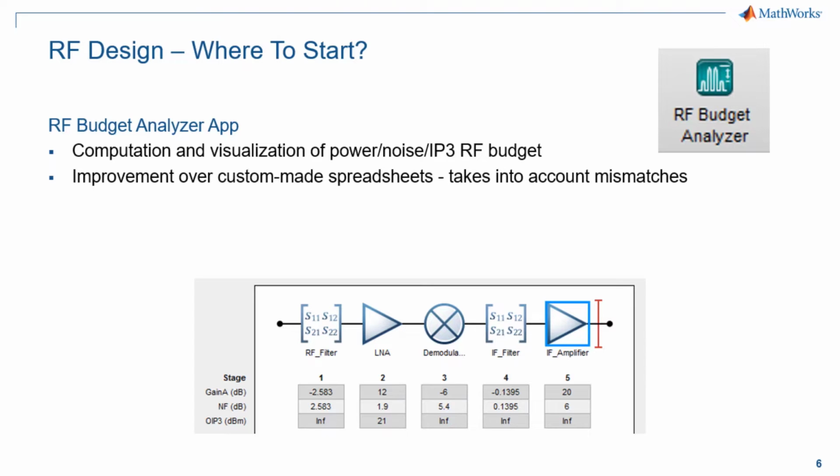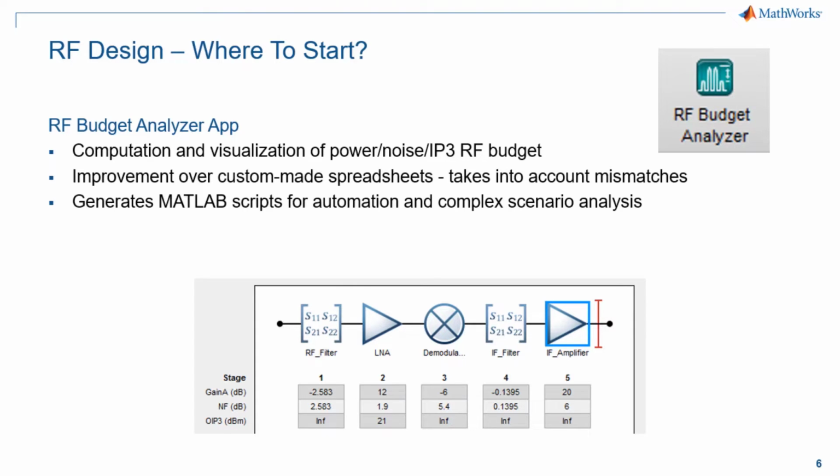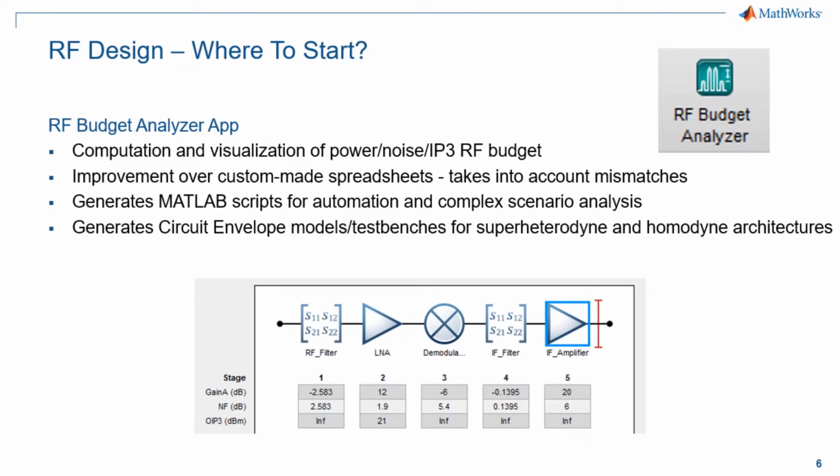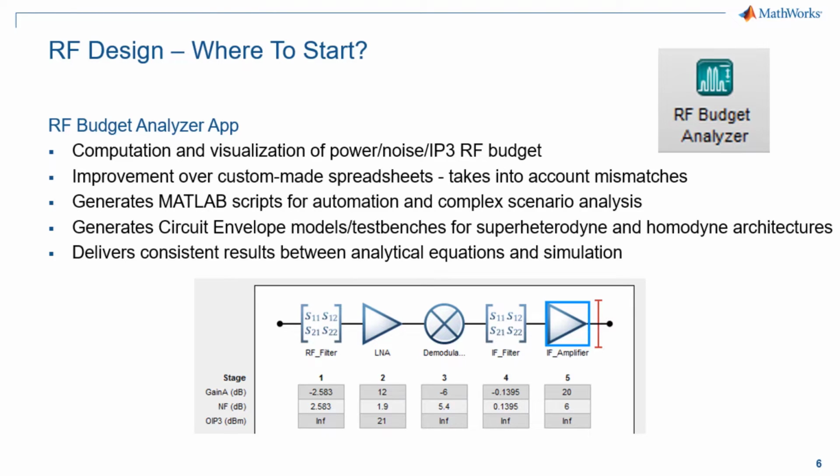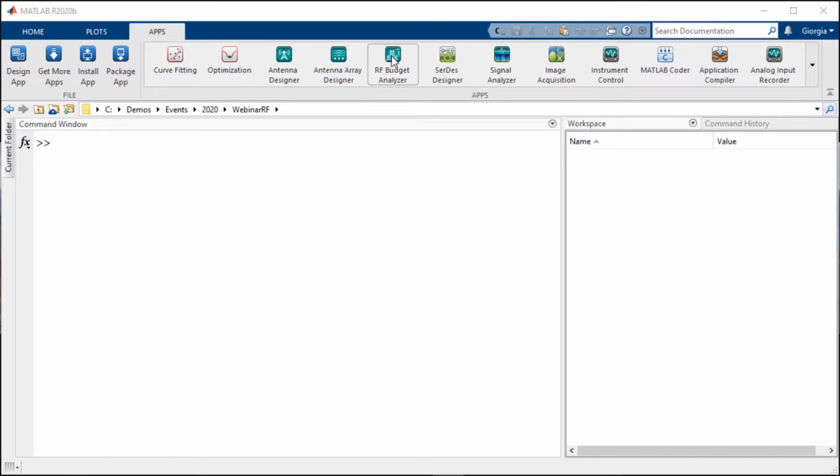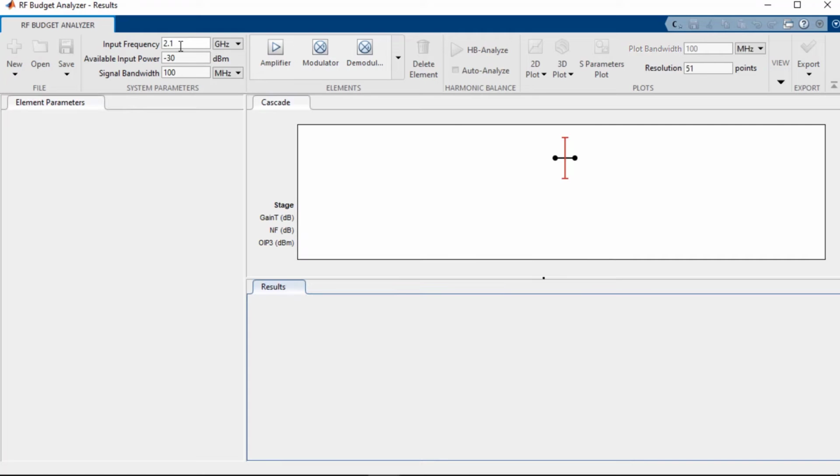The RF Budget Analyzer app has been recently enhanced to also include harmonic balance. From the app, you can generate MATLAB scripts to facilitate design space exploration and automation of the analysis process. Additionally, from the app, you can also generate models for circuit envelope simulation. This allows you to directly compare analysis results obtained with Friis equation, or with harmonic balance, or with circuit envelope simulation. We can launch the RF Budget Analyzer app from the App toolstrip.